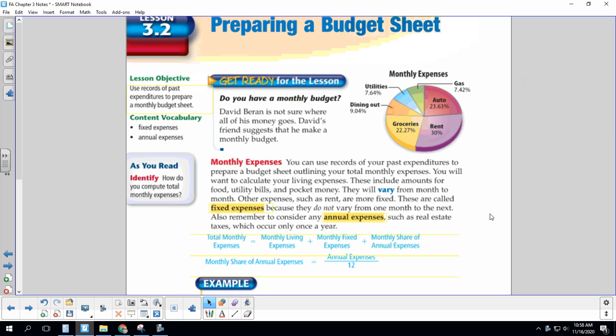All right, financial students, here it is, preparing a budget sheet, chapter 3, lesson 2. Our lesson objective is to use records of past expenditures, that's what we spend, expenditures, to prepare a monthly budget sheet. It's important to know where your money is going so that you can spend it on the things you need and it is there when you need it.